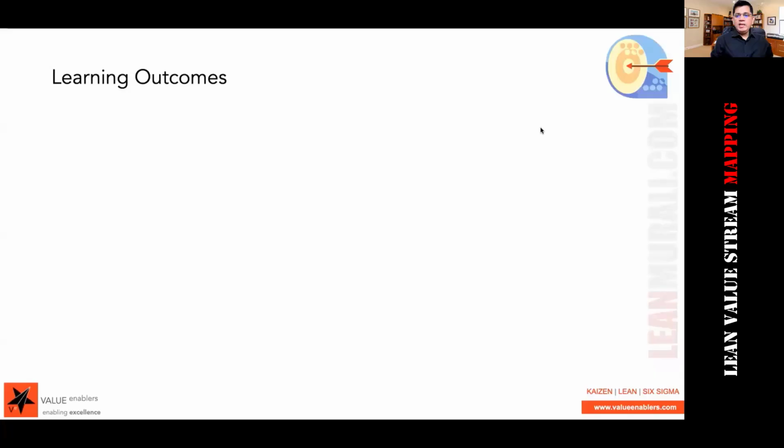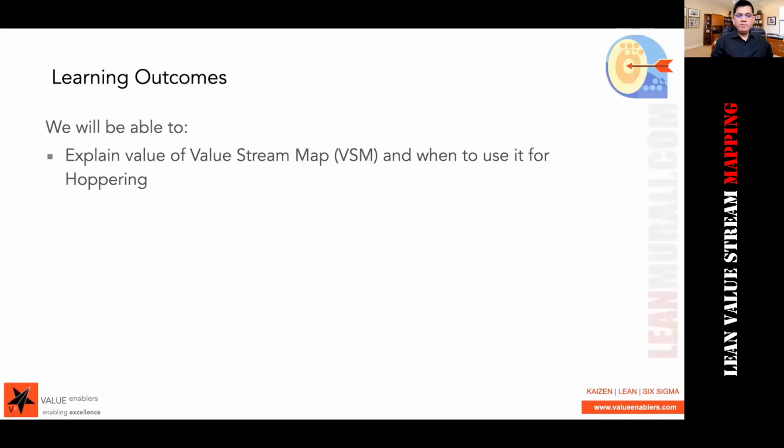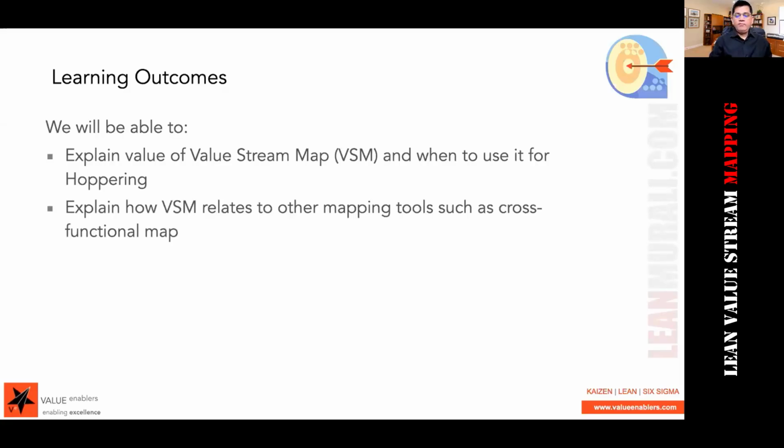Okay, let's quickly browse through the learning outcomes here. We will be able to explain value stream mapping and when to use it for hoppering. Okay, hoppering is nothing but filtering. Filtering of what? Filtering of the opportunities for improvement.